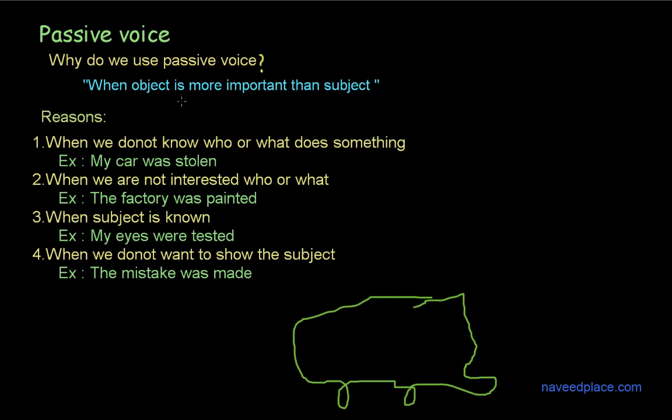Getting me? So why do we use passive voice? We use passive voice when the object is more important than the subject, and these are the reasons: when we don't know who or what does something, when we are not interested in who or what, when the subject is known, and when we don't want to show the subject. So these are the reasons, and this is why we use passive voice.